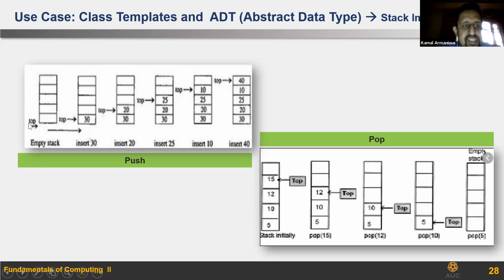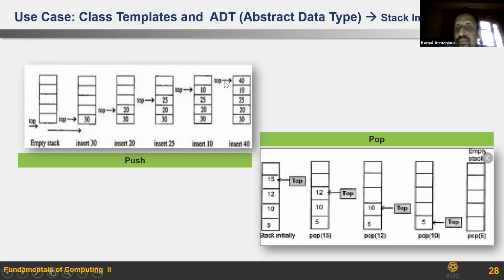So this is top. This is an empty stack. I will insert 30 in the stack. The top will be pointing to 30. Then 20, the top will be pointing to 20. 25, the top will be pointing to 25. 10, the top will point to 10. Then 40, it will be pointing to 40.